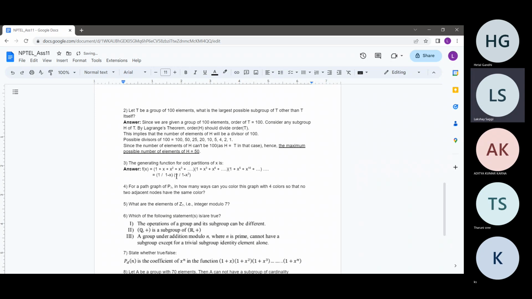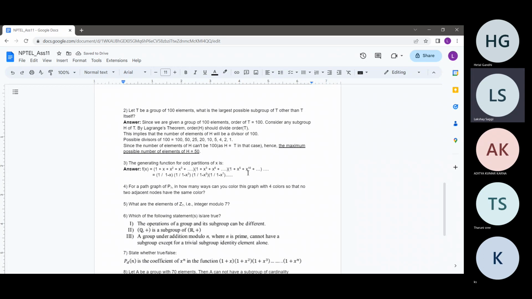And similarly, the third term will be equal to 1 upon 1 minus x to the power 5. So note that this whole 1 minus x is the denominator. That's why I've written them together. This whole 1 minus x cube is the denominator. This whole 1 minus x to the power 5 is the denominator. And similarly, next will be 1 upon 1 minus x to the power 7. And this thing will continue using x to the power 9, x to the power 11, and so on till infinity.